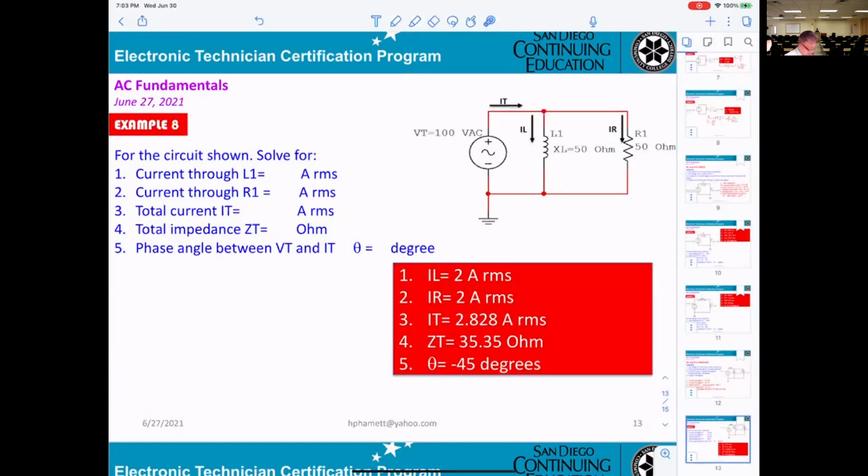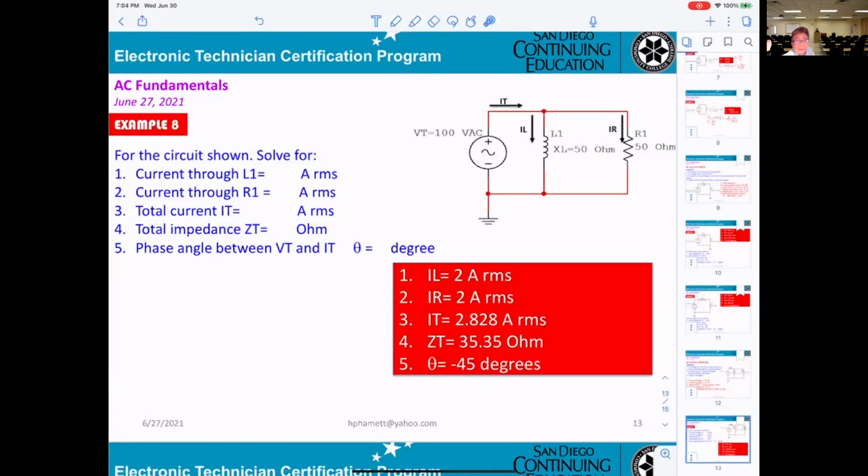After you get the I total, you can calculate the Z total: take the V total divided by the I total. And finally, you want to calculate the phase angle. That will be minus 45 degrees. Okay.